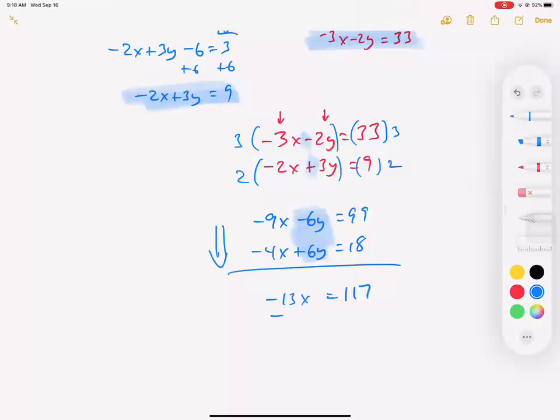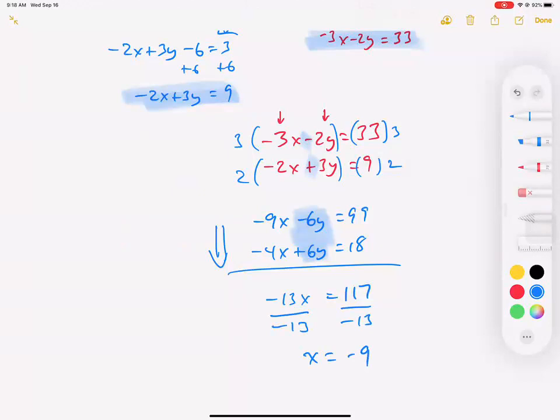We divide negative 13 to both sides. We end up with x is negative 9. For those of you who don't know how to divide quickly, there's actually a cheat.